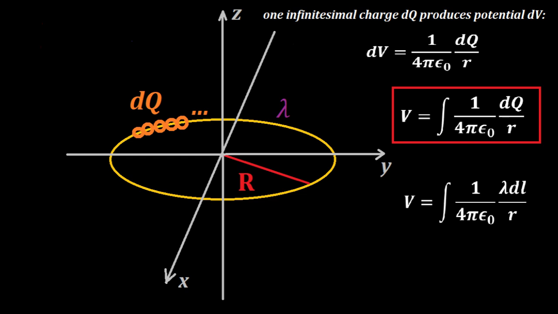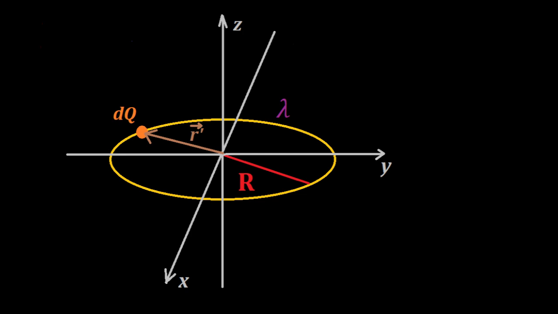Before we start solving it, we need to find the expression for the distance r. We'll start by defining the position vector r prime of some infinitesimal charge on the ring, whose coordinates are some x prime, y prime, thus r prime is equal to x prime x hat plus y prime y hat. It doesn't have the z component because the ring is placed in the xy plane.